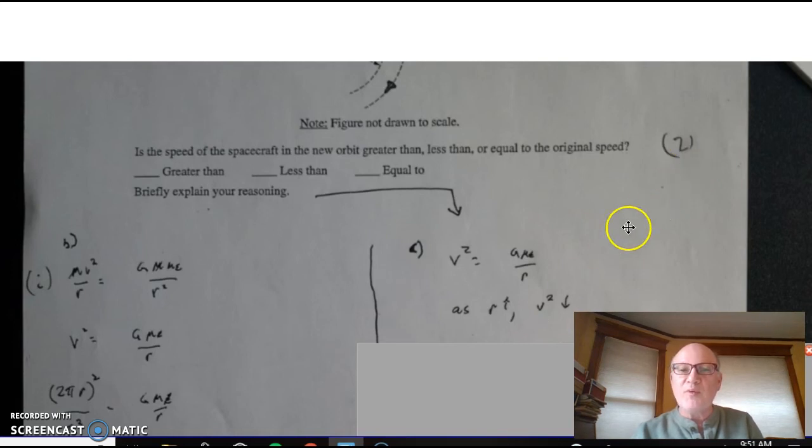Okay, so that was worth 2 points, and all we did was steal this logic, this little algebraic statement from over here, to recognize how the velocity depends upon radius. Okay, so that's question number 1. I'll post this and get a second video going for question number 2.